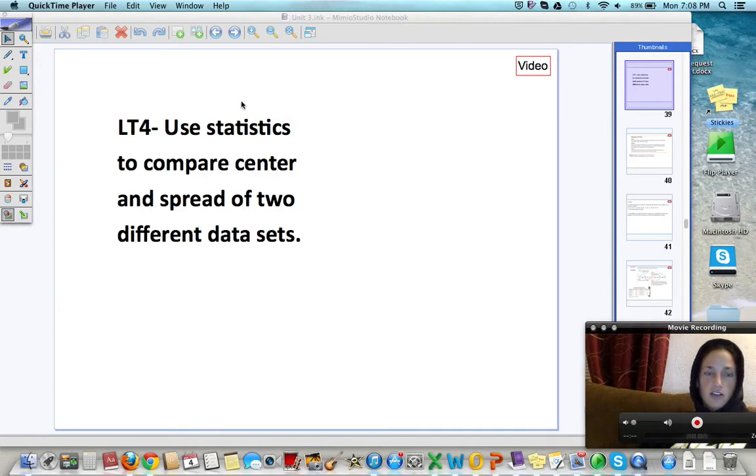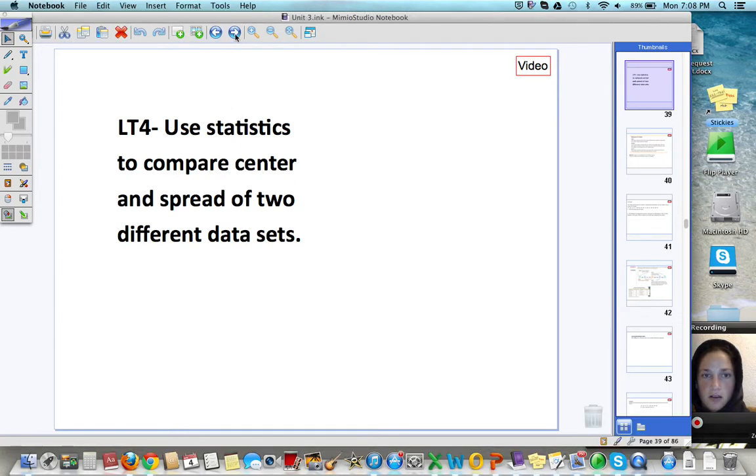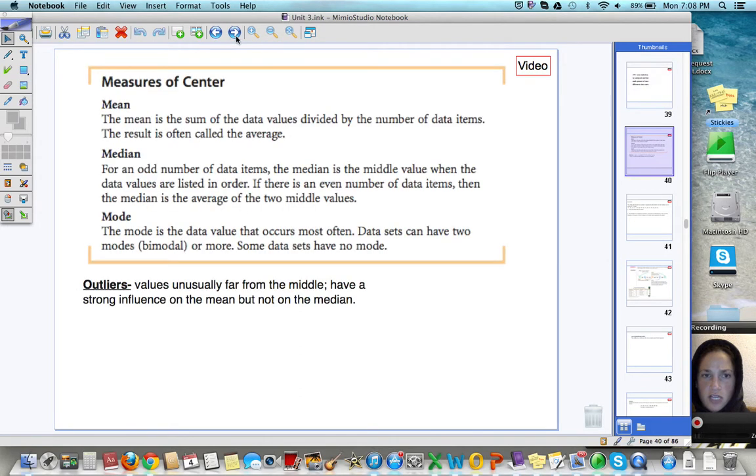Okay, this is learning target 4. Use statistics to compare center and spread of two different data sets. You may remember doing this for other things. So, measures of center, you might remember this. Even if you already know it, I want you to copy it down.